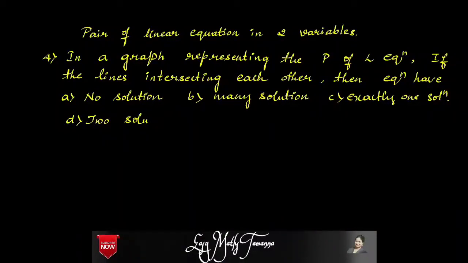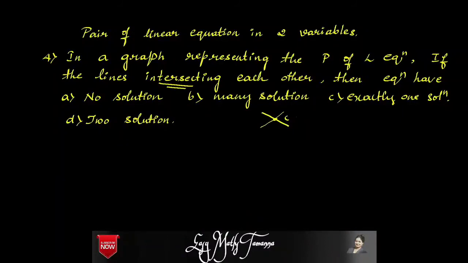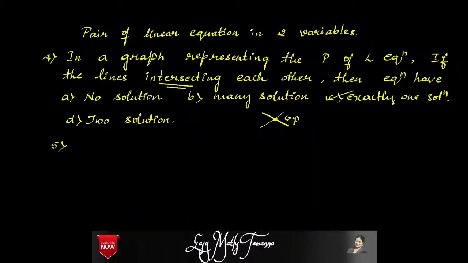Whenever the lines intersect, this is called an intersecting line. So how many solutions are there? Only one solution, x and y. So exactly one solution is the answer. Very nice, student. I think you get the point.